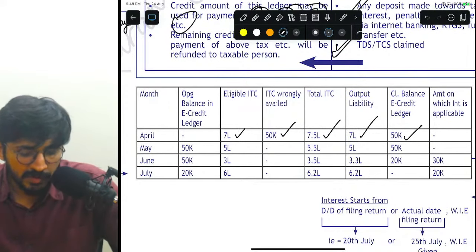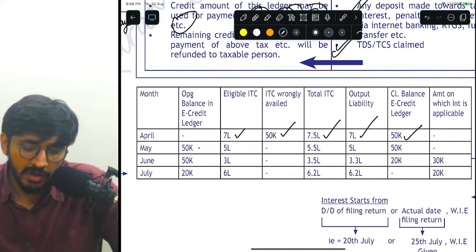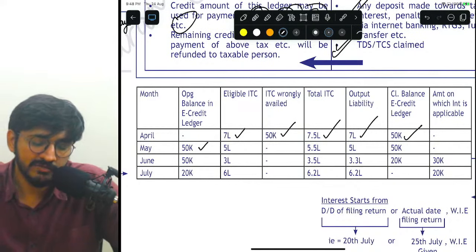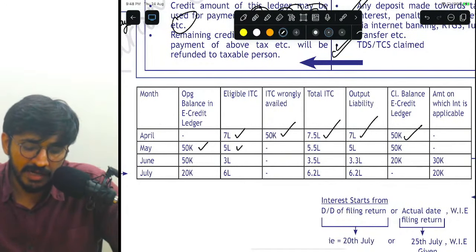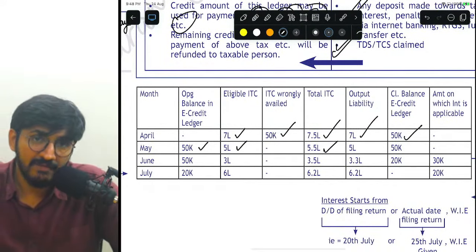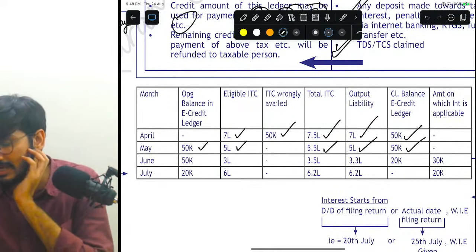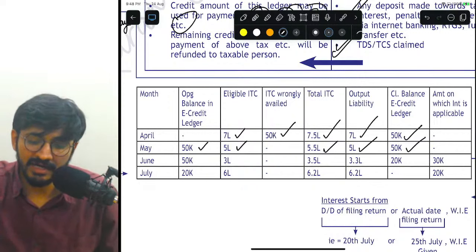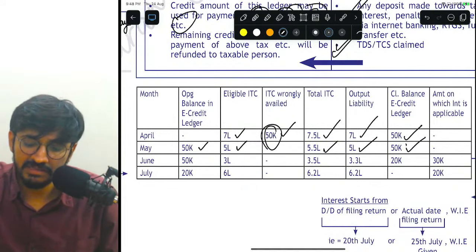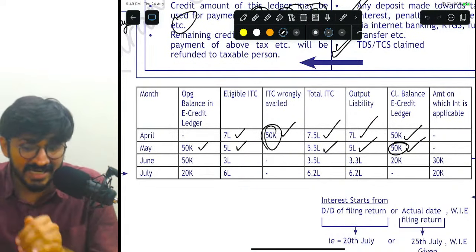As soon as it dips below 50,000, to that extent you have utilized the ITC. In the month of May, your ITC carried forward balance is 50,000. Your eligible ITC is 5 lakhs. 5.5 lakhs is the total ITC. Output tax is again 5 lakhs. 50,000 is again the balance. Wrongly availed ITC was 50,000, and your balance is still 50,000. It has not dipped.